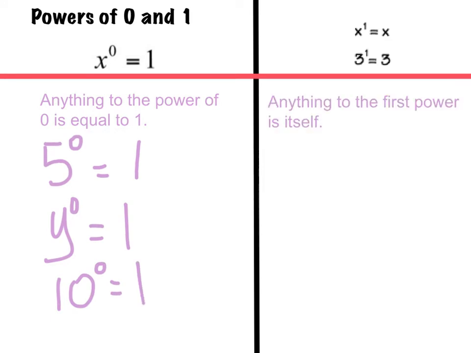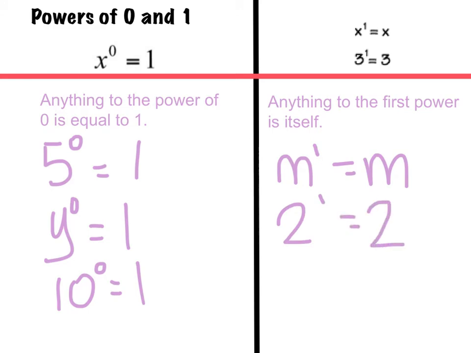Anything to the first power is itself. So if you have m to the first power, that's equal to m. Or if you have 2 to the first power, it's equal to 2. Or y to the first power is equal to y.